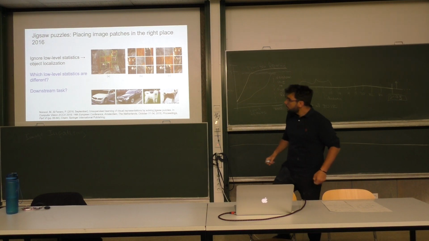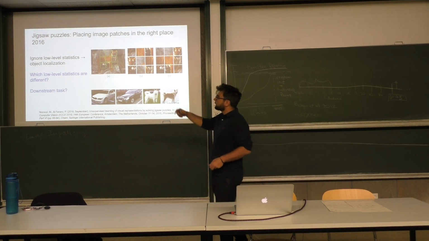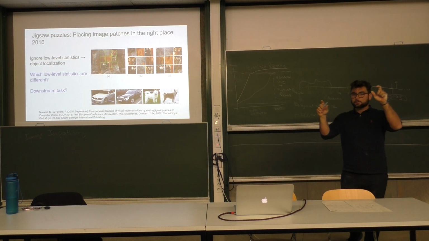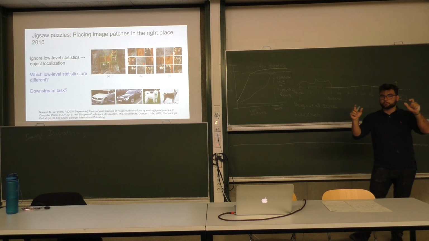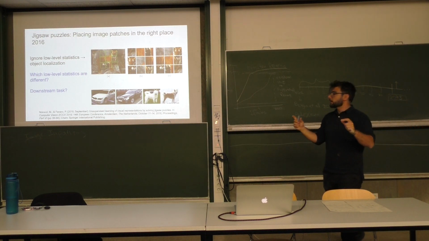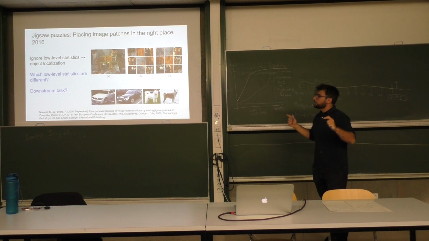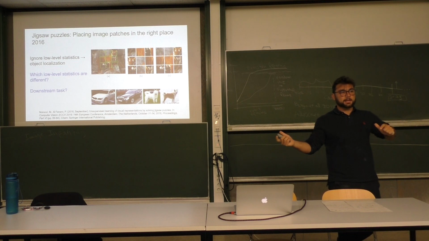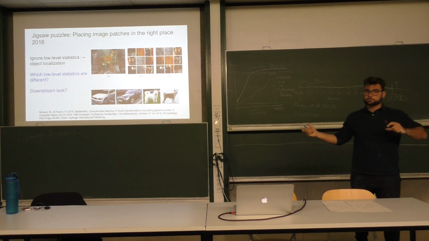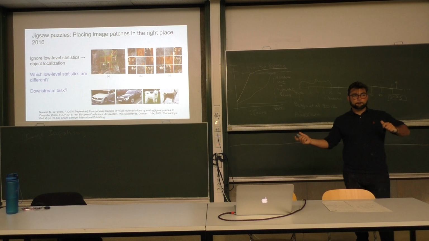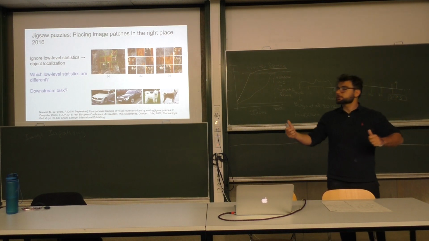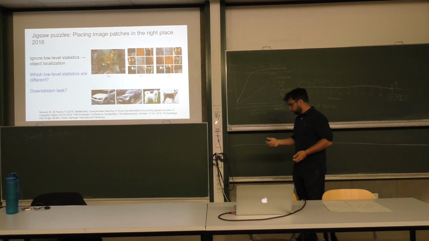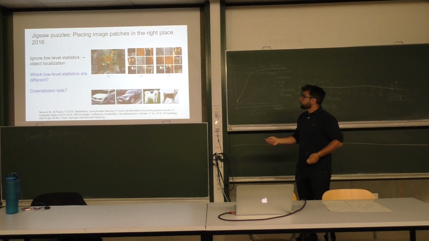And here I write object localization. So since you're trying to learn the correct order, we're trying to encourage the network to learn some sort of localization. So what would be the downstream task for this specific pretext task? Any idea? Yes? Object detection? Yes. So for example here, they use object detection as a downstream task. All right.